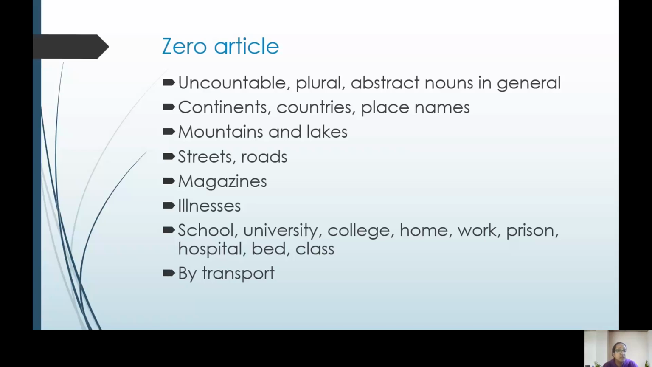Meals. We don't use an article with meals such as breakfast, lunch, dinner, supper, brunch, and so on.